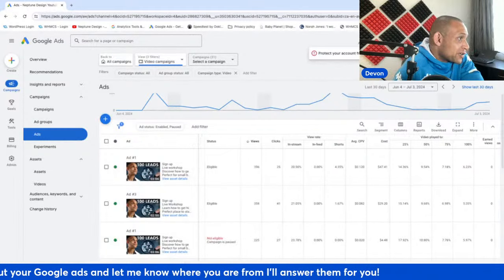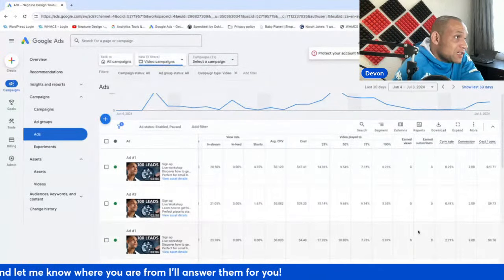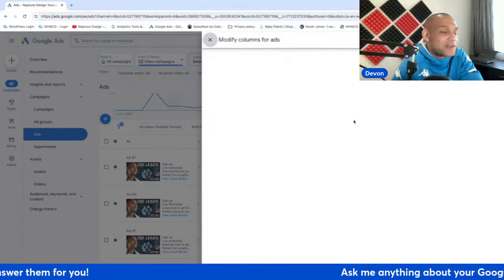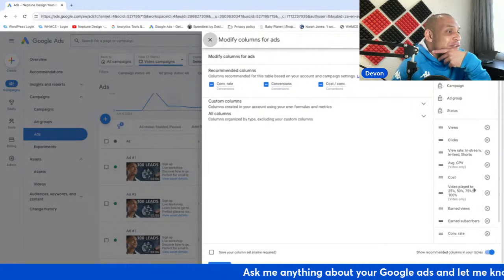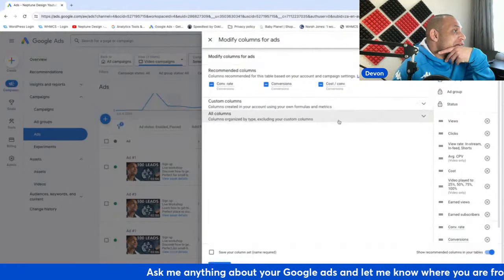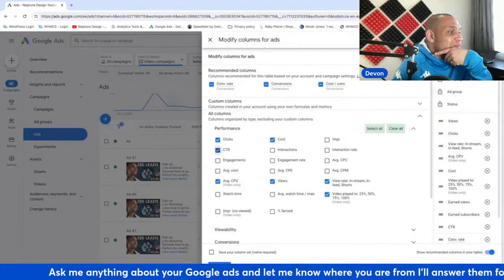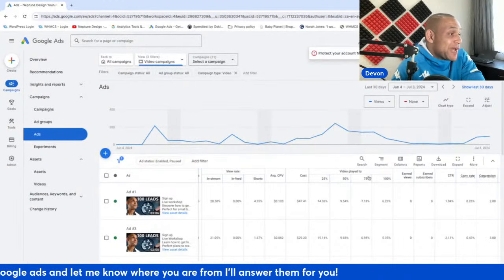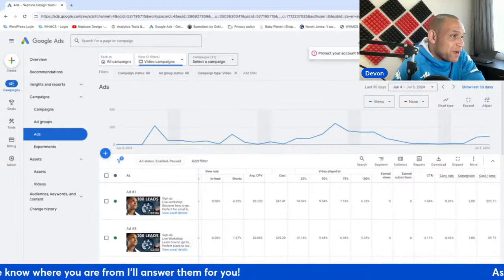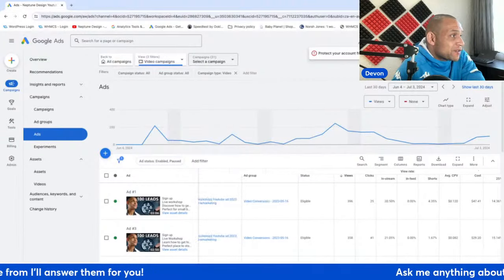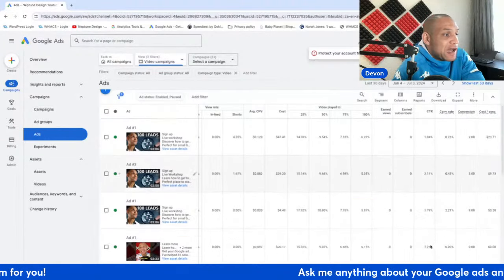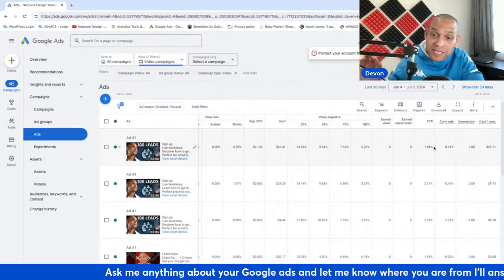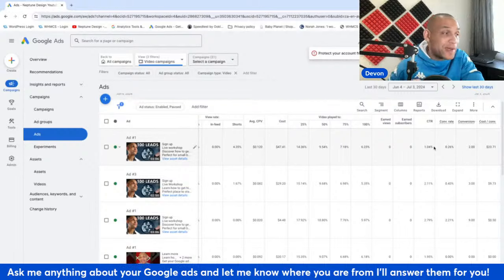CTR. Come on, Devin. Oh, I can't find it because it's not here. Okay, so let's do this. I'm going to go to modify columns, and I am going to find click-through rate over here. This is a very important metric, by the way. If you are not used to running YouTube ads, this is an extremely important metric because click-through rate allows you to see how well your ad is performing, especially. This is true for search ads, but it's even more true for YouTube ads.